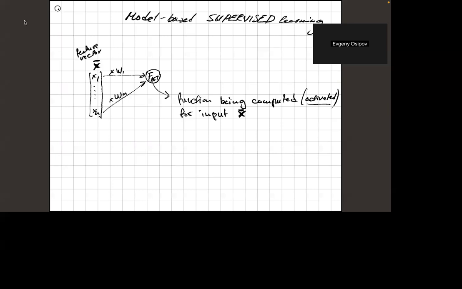But similar behavior was, of course, observed a long time ago, during the 40s: biological neurons are connected to other neurons, and they react to the pulses, so they become activated. So it is a model of a biological neuron.